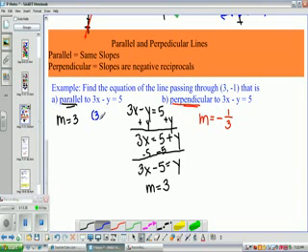Okay, so let's go back to our parallel line. So we know it goes through the point 3, -1 with this slope. Let's do this one in point slope form. So y minus the y coordinate equals the slope times x minus x coordinate. So that's what is in point slope.